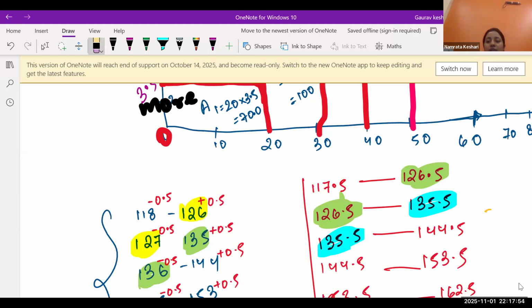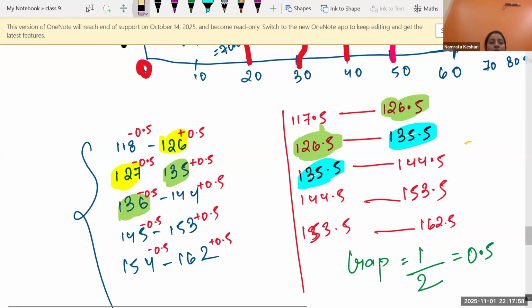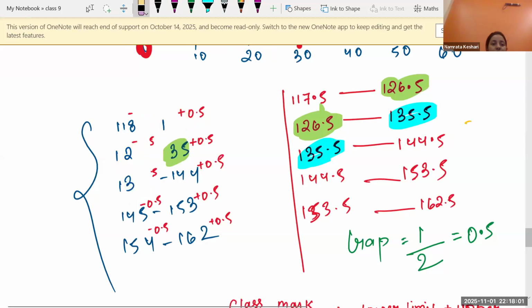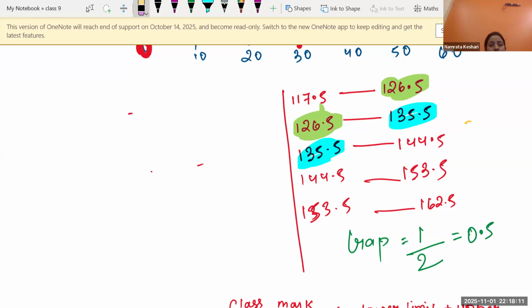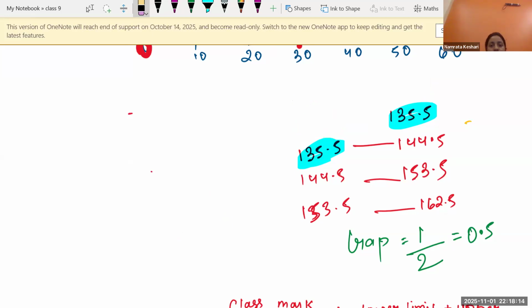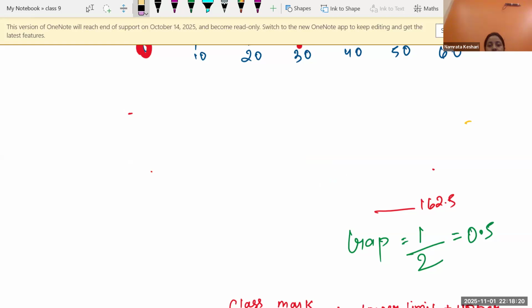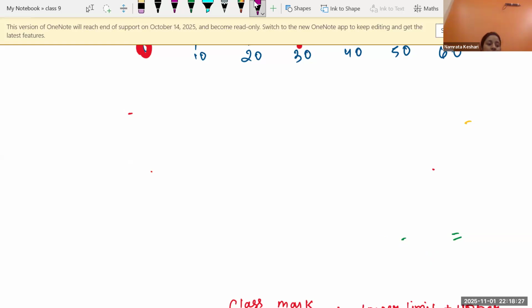Now I will take up what to do when the data is not continuous data. So you can see, just a moment.